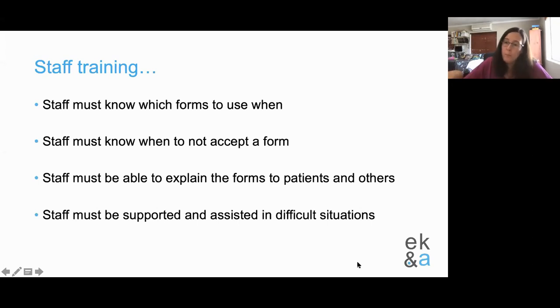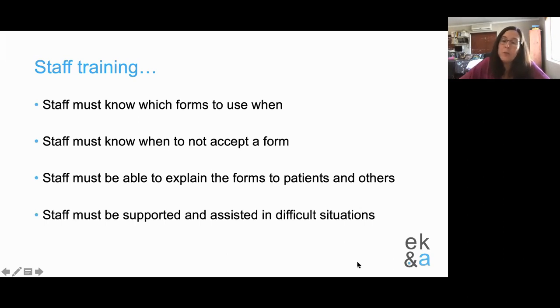So the staff must know when they can accept certain changes and when they can't. Then the staff must always be able to explain the forms. People often say, yeah, but I signed it, but I didn't understand it. So they must always invite the person to say, do you understand the form? Can I explain anything to you? So that the person cannot afterwards say, but I didn't understand.